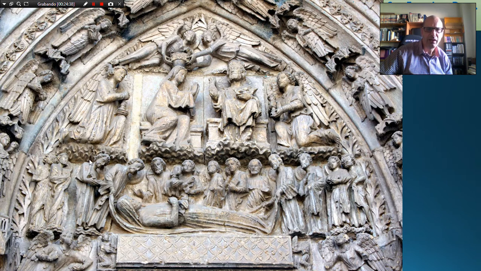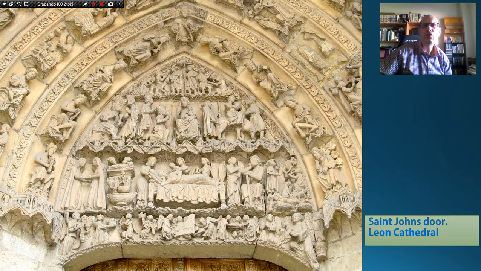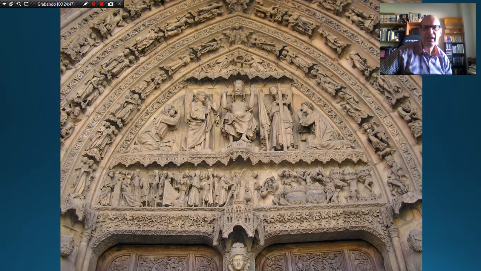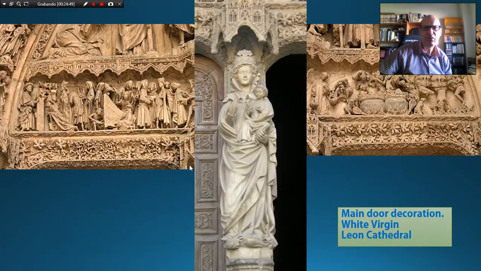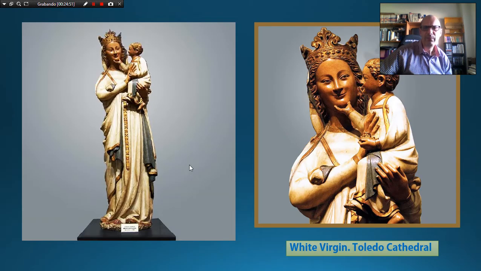This is another door in León. We have 3 different doors in León Cathedral. You don't need to know. The only one you need to know is this, the main entrance, which is another Majestas Domini. Okay, and also I want to talk about this White Virgin in the Toledo Cathedral.